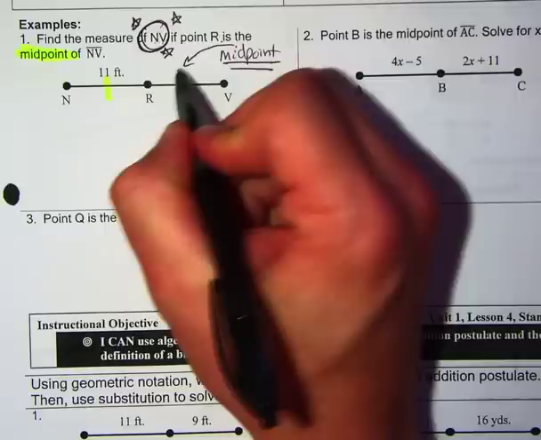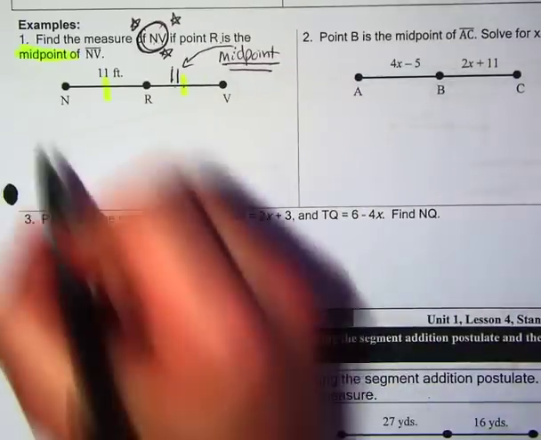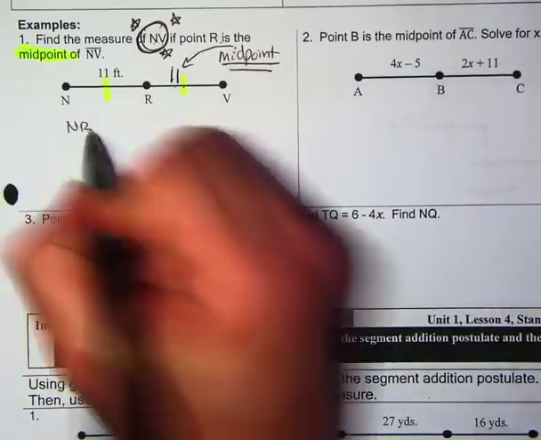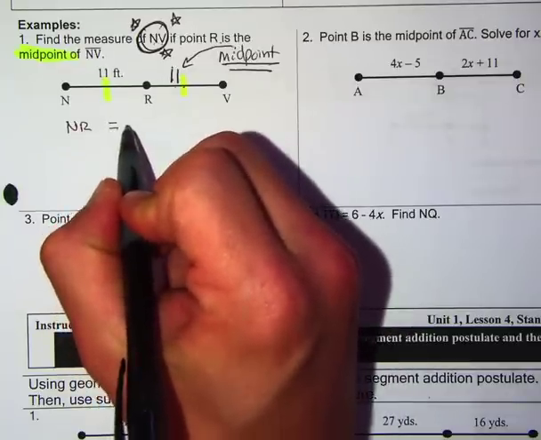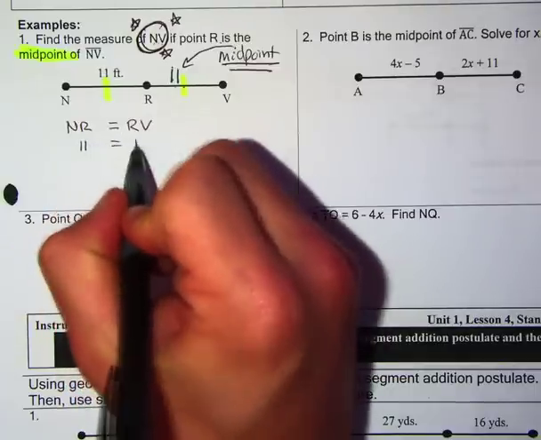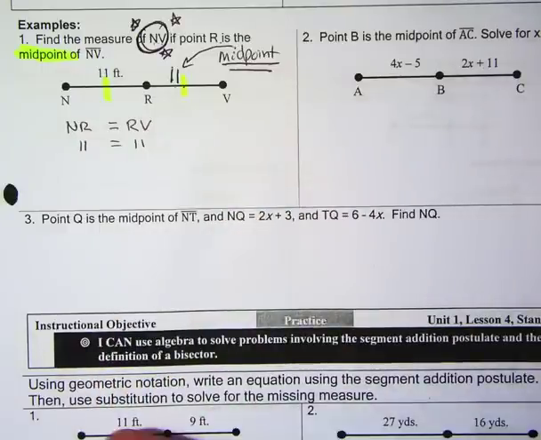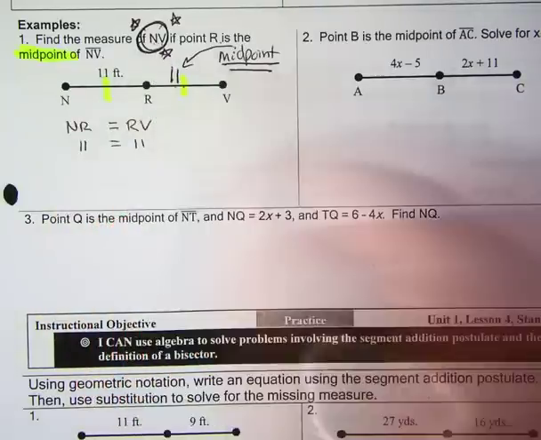So if this is 11, I can label this segment 11. And if I were to write some notation, I might say this. The distance from n to r is actually going to be equal to the distance from r to v. In other words, hey, 11 is equal to 11. But what am I really trying to find? The distance from n to v, all the way.